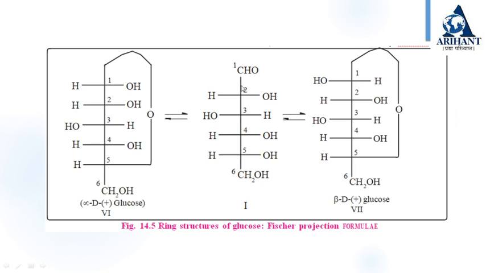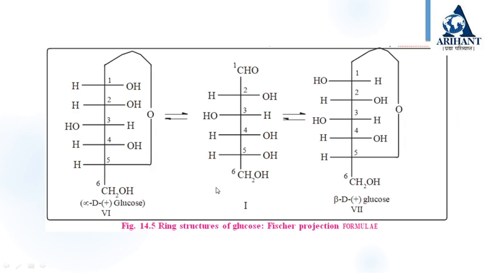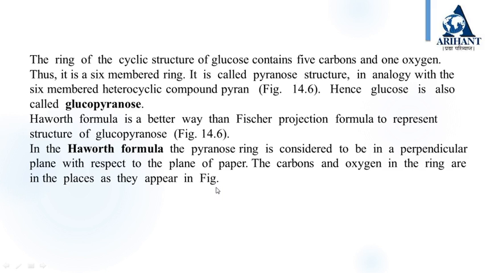So this structure only differs in the first carbon, and as we are connecting this ring, you are getting one more chiral center. This is at carbon number 1. In Fischer projection formula, carbon number 1 is not a chiral carbon, but in the ring structure you are getting 5 chiral centers. Okay, so these are anomers of each other, alpha and beta anomers, and they only differ at carbon number 1, and that carbon number 1 is called the anomeric carbon.